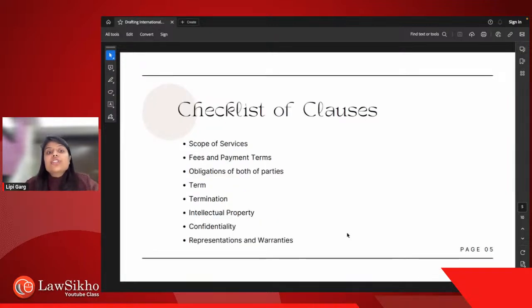Next is a checklist of clauses. Now, how do you move when, let's say, you get a query from, I'll say, LinkedIn, right? So you get a query from LinkedIn that they want a service agreement to be drafted. Now, service agreement is not a very complicated agreement. That's the reason I have taken service agreement as an example for this particular session. So let's say a client comes to you that I want a service agreement. So what will you say?